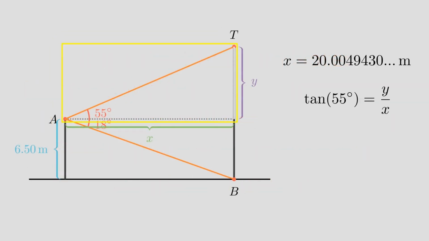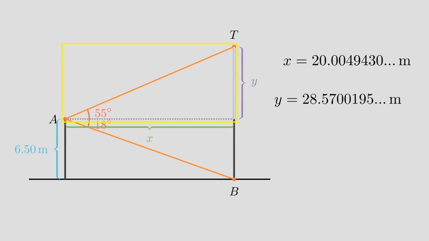Now, we use the horizontal distance in the top triangle. Here, the angle of elevation is 55 degrees. We want to find the vertical height of the top section. Let's call it y. Again, using TOA, the tangent of 55 degrees is equal to y divided by our horizontal distance x. So y equals 20.005, actually here we use the full number, times the tangent of 55 degrees.